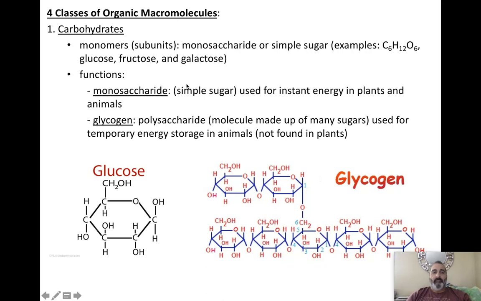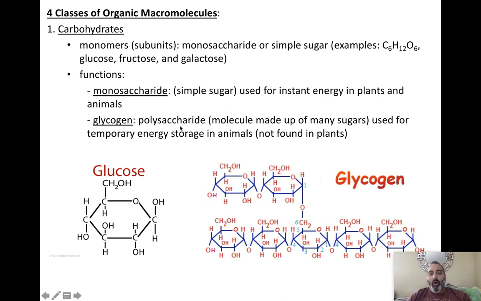All right. Functions. Well, what do sugars do? If I give my children a lot of sugar, they're bouncing off the walls. Instant energy. So monosaccharides, or simple sugars, are used for instant energy. In plants and animals, when energy is needed, sugar is broken down. Glycogen is not a monomer. This is the monomer: monosaccharide, the simple carbohydrate, instant energy.